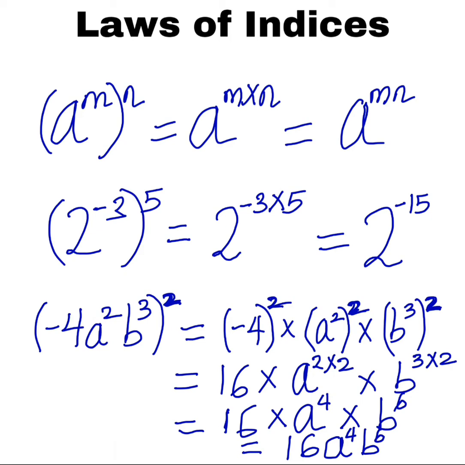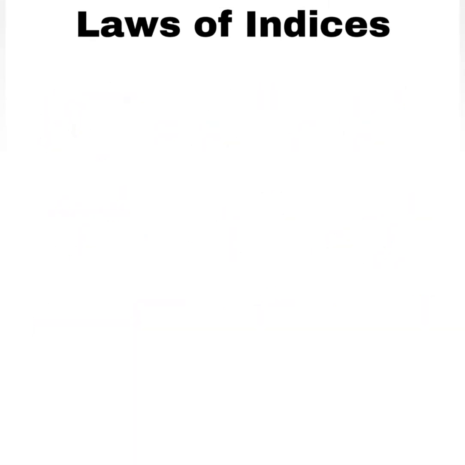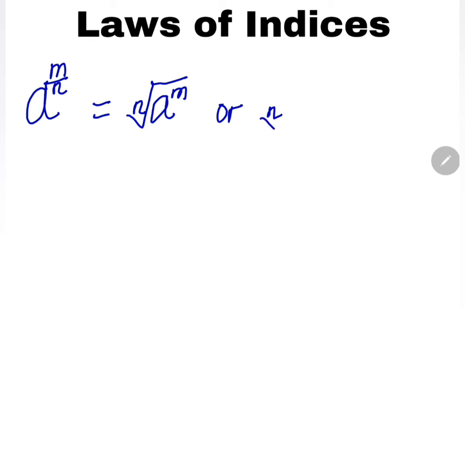Let's consider the next two laws. The next two laws can be combined as one law. So law 6. Law 6, also known as the fractional index law, states that a to the power m divided by n can be written as the nth root of a to the power m. You can rewrite this as the nth root of a, then you can put it in brackets, everything to the power m.